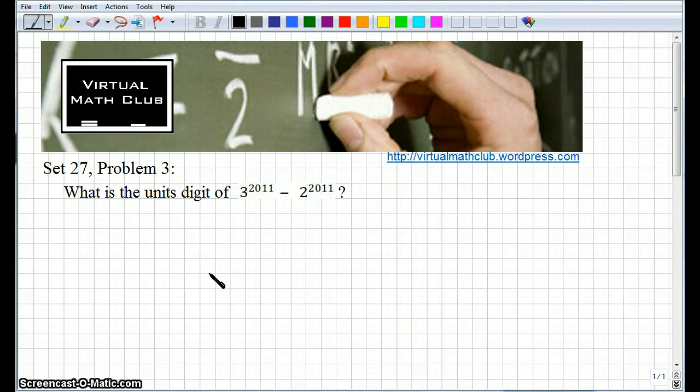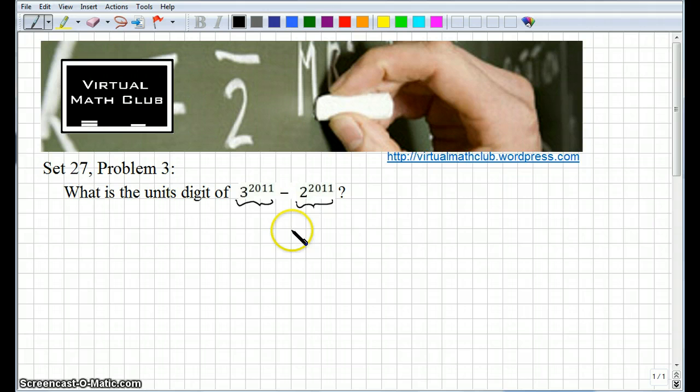Alright, here's another tough problem. What is the units digit of this thing here? We have 3 to the 2011th power minus 2 to the 2011th power. Alright, well, let's just take this a piece at a time. Let's look at what the units digit of this would be, and the units digit of this.